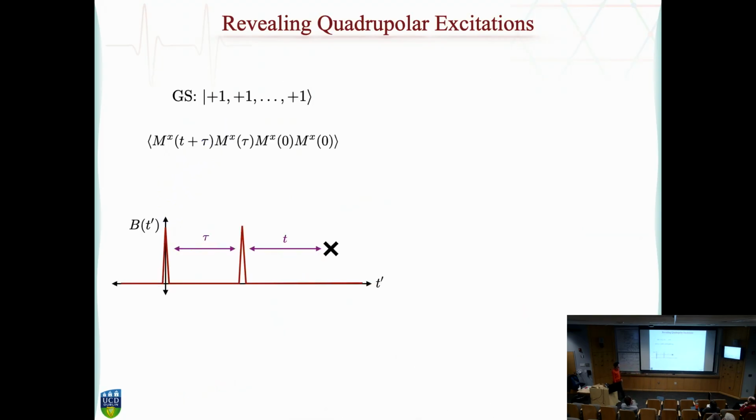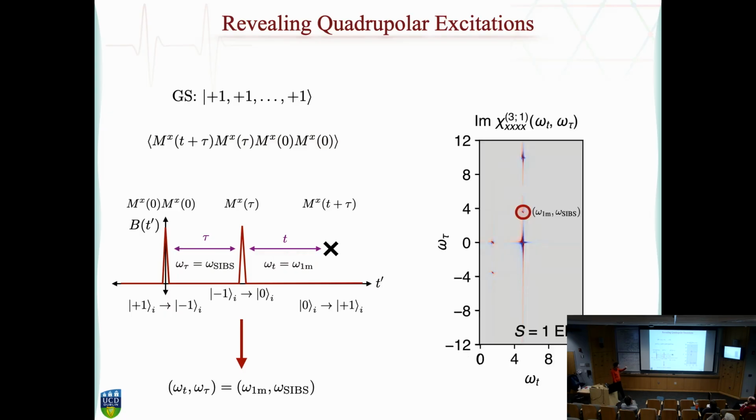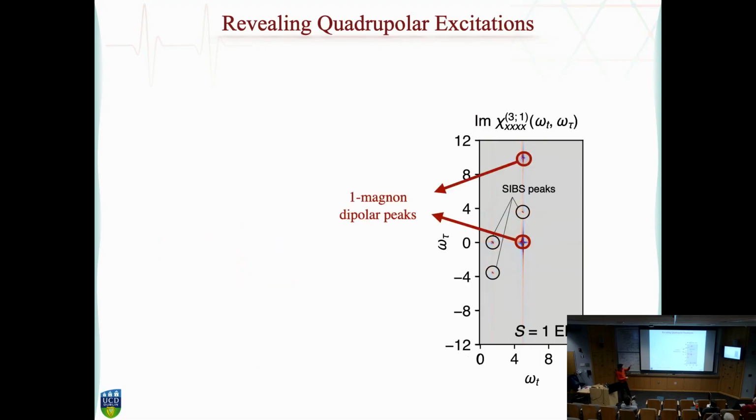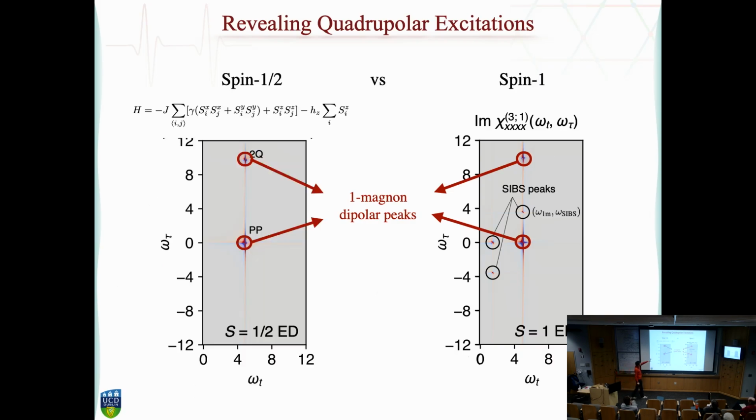But in the nonlinear response, I won't go through this sequence, you see additional peaks. And these additional peaks are exactly due to where you have this intermediate state of this quadrupolar excitation. So if you look at this, these are these single-ion bound state peaks or quadrupolar peaks. And the other peaks, these are just the dipolar peaks. You can compare the spin-1 model to an analogous spin-half model, analogous in the sense that it has a similar ground state and similar physics. And you can see here the difference is that this has these additional peaks, and these additional peaks are due to the spin-1 quadrupolar excitations.